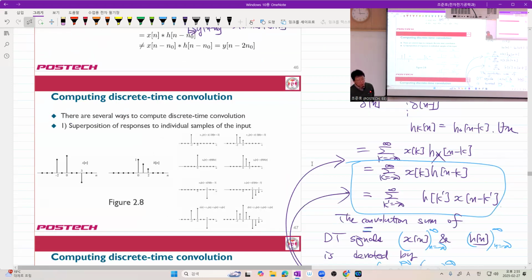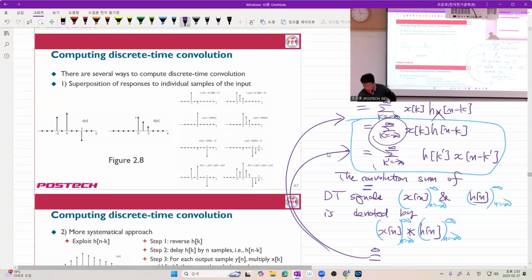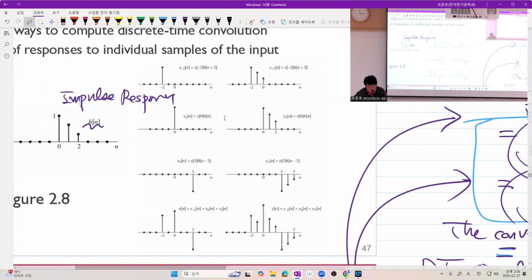And here is how you compute this convolution sum, or discrete time convolution. The textbook visualizes how you interpret this sum or that sum. Let's see. Let's assume that this is the input signal and this is the impulse response. And here, let's use, which one? That's too small.